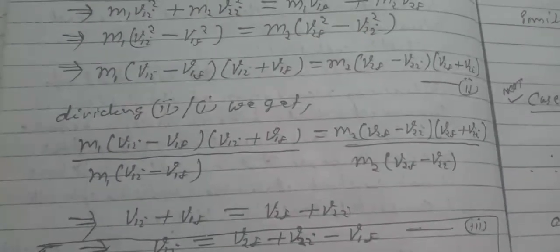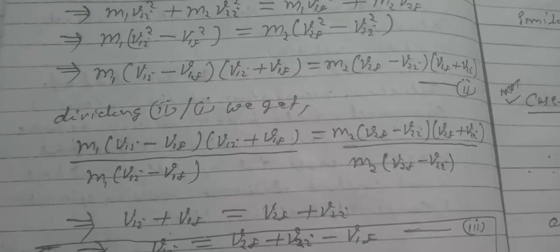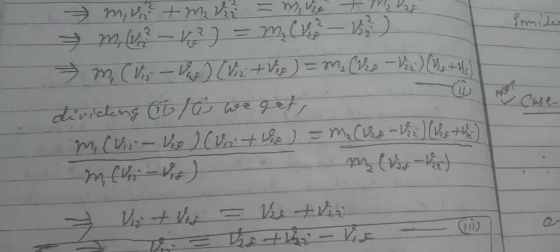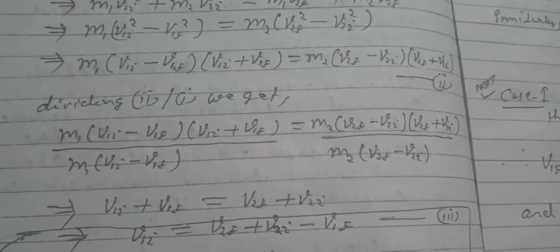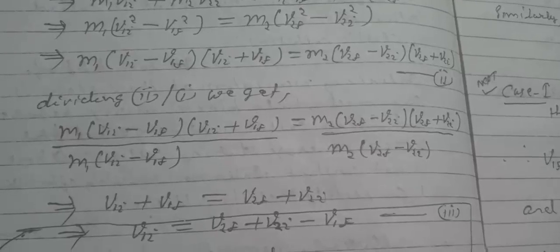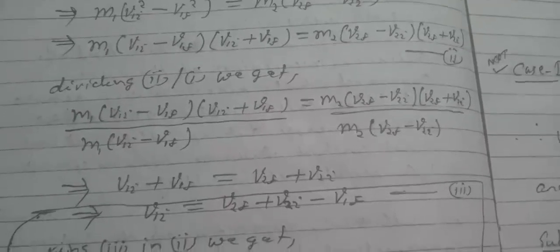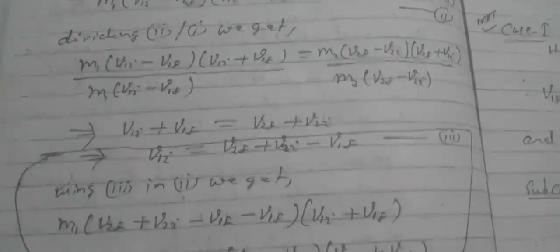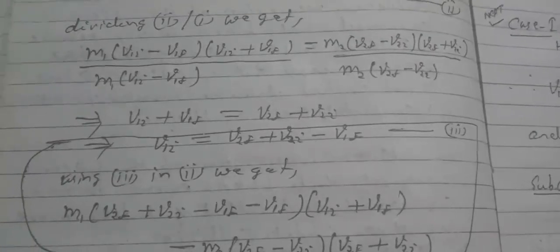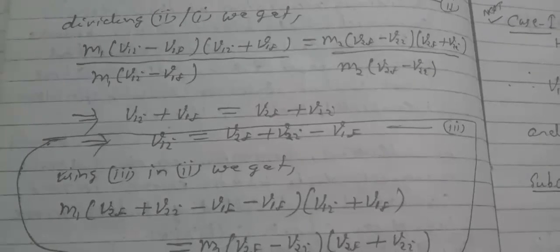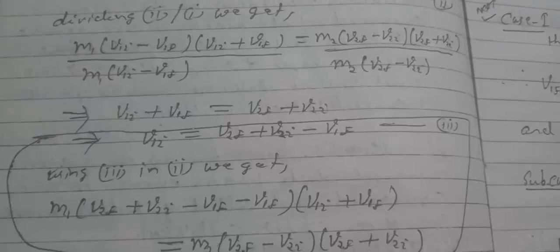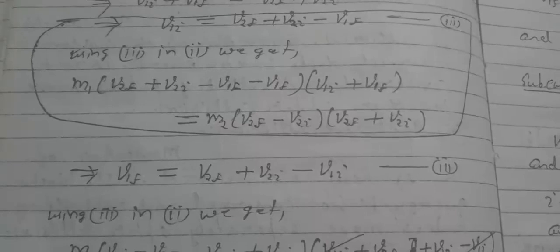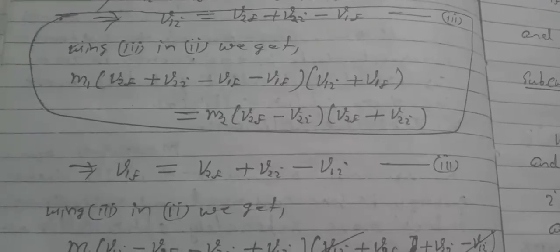This implies m1(v1i - v1f)(v1i + v1f) = m2(v2f - v2i)(v2f + v2i). Equation 2. Dividing 2 by 1, we get v1i + v1f = v2f + v2i. This implies v1f = v2f + v2i - v1i.